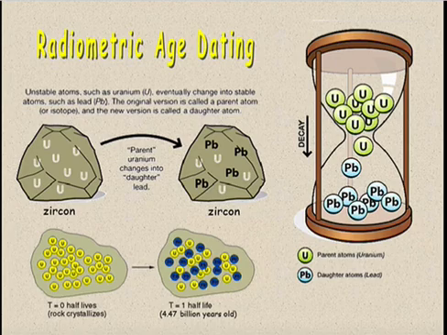So, by measuring the ratio of uranium atoms to lead atoms in the crystal, the age that that system was sealed, that is, the age that the crystallization of the zircon occurred, or the age of solidification of the magma, can be determined.